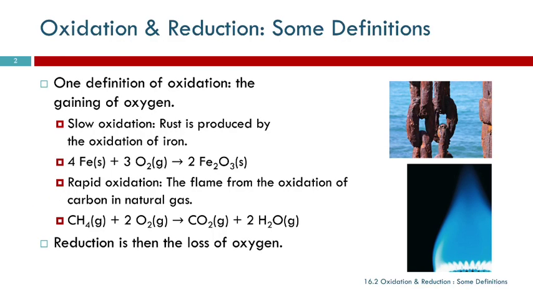Rapid oxidation would be those combustion reactions. So methane is the main compound in natural gas. It burns in the presence of oxygen, giving us carbon dioxide and water. In both of these examples, the product has oxygen in it that wasn't there before. So iron now becomes a compound with oxygen. The methane loses its hydrogen and gains oxygen. So oxidation is gaining oxygen. Well, if that's our definition of oxidation, then reduction is the loss of oxygen. It's the opposite. Reduction is the opposite of oxidation.